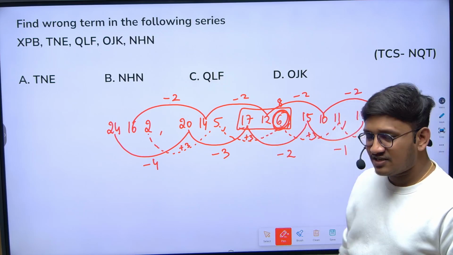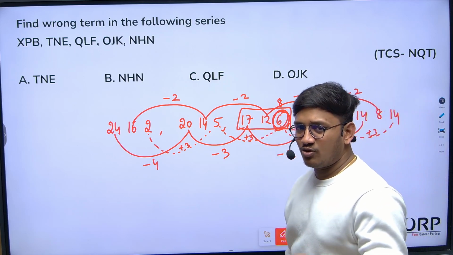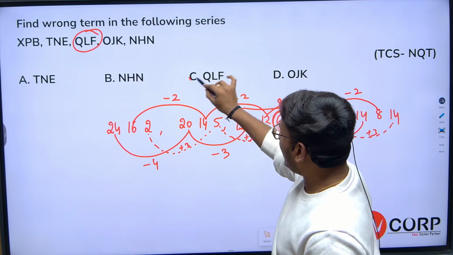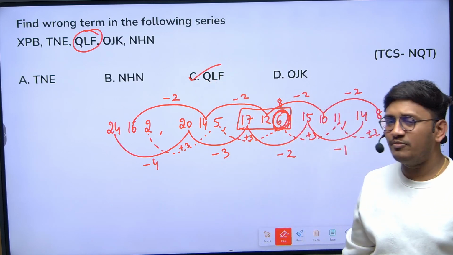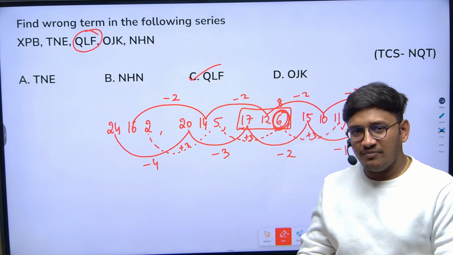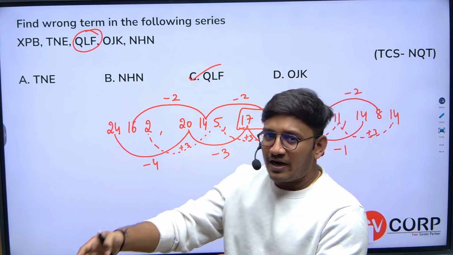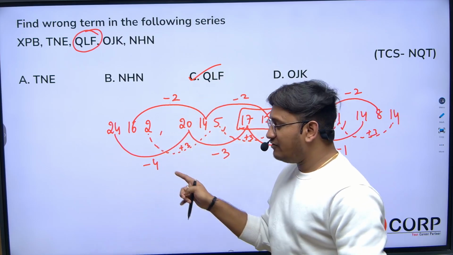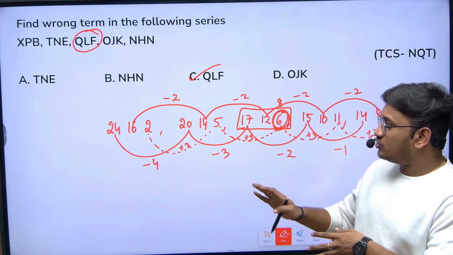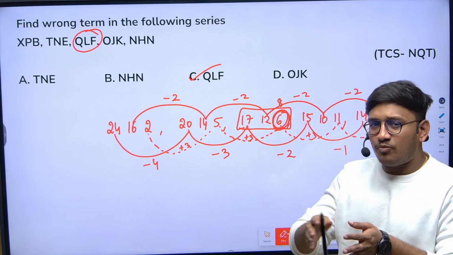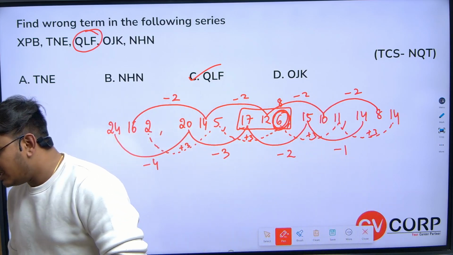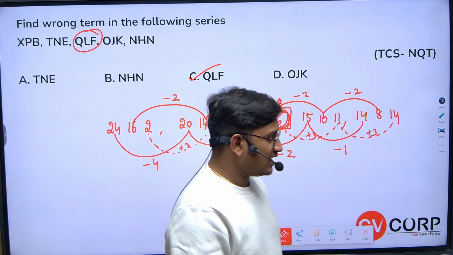So we find that the third set, 17, 12, 6, is the wrong set in the entire given set. So the answer will be Q, L and F. The remaining all follow one particular pattern, either the same number, or a consecutive increment or decrement pattern, whatever it is. This one deviates from the pattern. You should think in that way and check all the possibilities. I hope you are all clear with this question. Yes, exactly, Q, L, F.